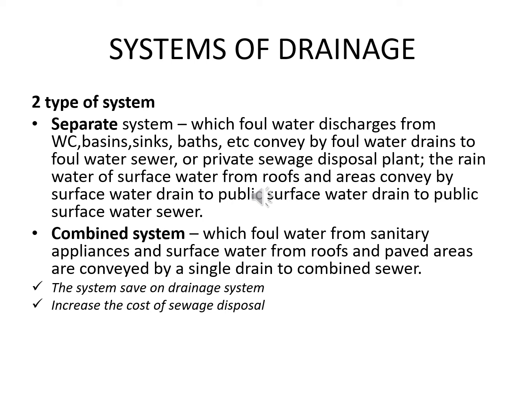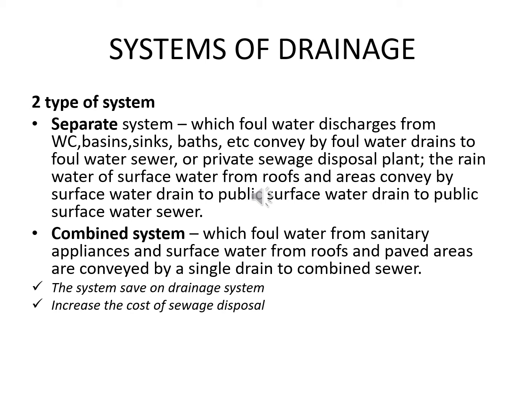The separate system is the system in which foul water discharge from water closets, basins, sinks and bathtubs will be conveyed by foul water drains to a foul water sewer or private sewage disposal plant. But the rainwater or surface water from roofs and areas will be conveyed by surface water drains to a public surface water sewer.